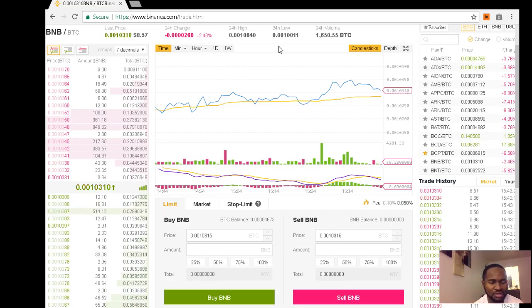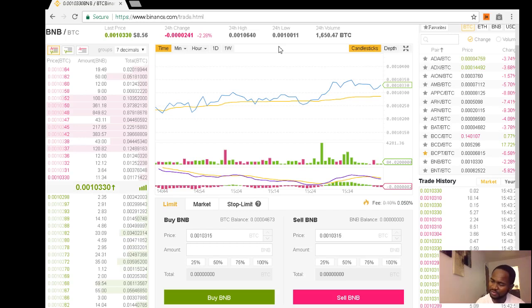The first one is never be greedy. The second one is be ready to make as little profit as possible and be satisfied with it. When you make little profit, the little profit becomes big, except you're sure of the maximum profit. Then you can decide to go higher.